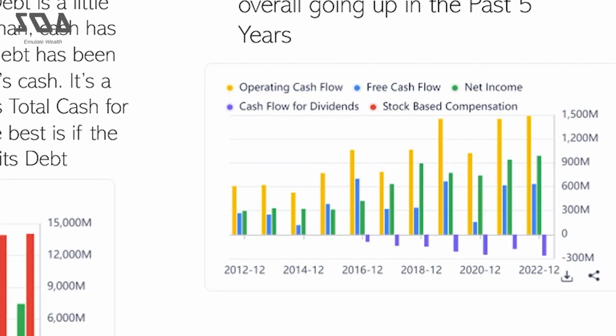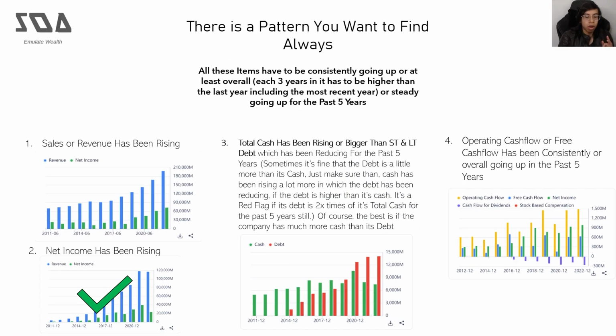You want to see that the cash flow or the net income or the cash or the free cash flow has been overall rising by years in those past 5 years in a higher value than what they were before. So that's what you want to look for.